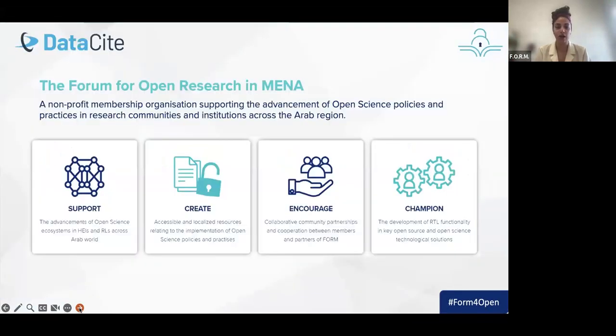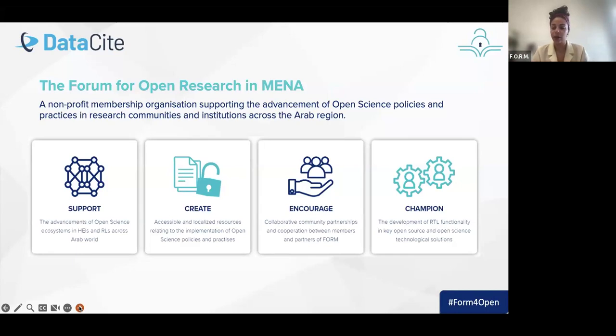And before we get started on the actual talk, just a little bit about the forum. I would hope that by now many of you know what the forum is. But we are a nonprofit membership organization supporting the advancement of open science policies and practices in research communities across the Arab region. We do this through 4 main pillars. We support the advancement of open science ecosystems in higher education institutions. We create resources that are localized for this region and are more accessible to help boost policies and practices across the region. We encourage collaboration; community is at the heart of everything that we do. And we are working to champion right to left functionality in key open source and open science technological solutions. We ourselves are struggling with that as the forum. We're still looking for technical solutions that help us communicate with our members in both Arabic and English. So we're very aware of how important working on that development is.